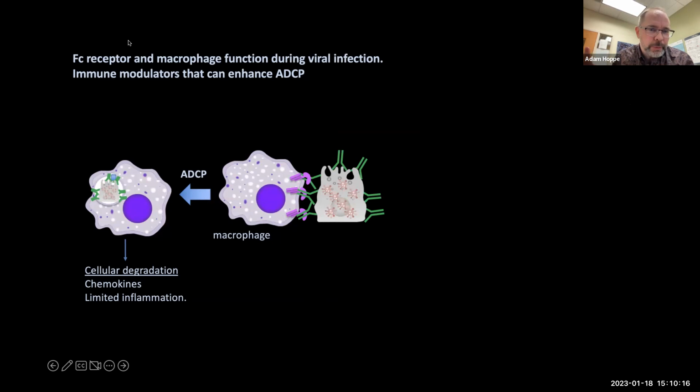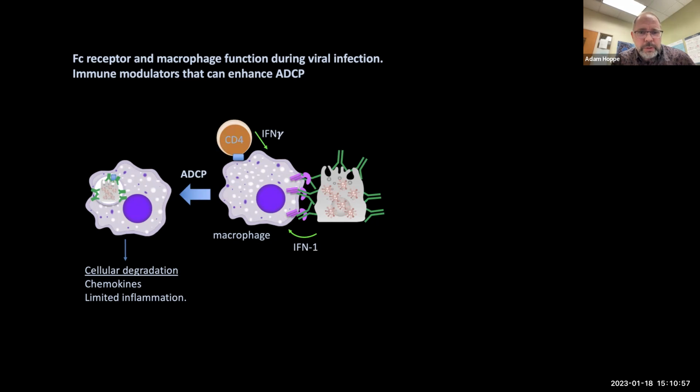So now I want to talk a little bit about what are things that can make ADCP better. And this is the main focus of my laboratory, and in collaboration with Mark Craig, who you'll hear from later in this seminar series. So when we think about what can potentiate Fc receptor function, I'm going to point to the interferons. There's a large swath of evidence now that interferons acting on macrophages can dramatically enhance their antibody-dependent functions.